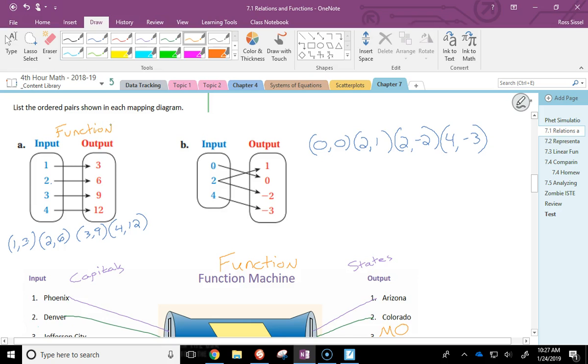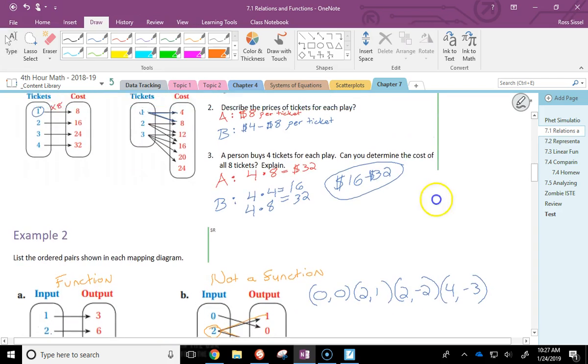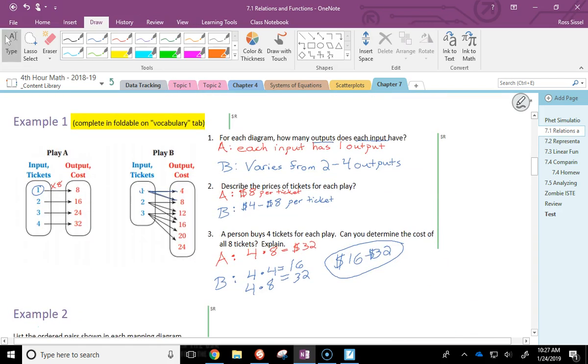How about B? You can tell me why. Raise your hand. Why is this not a function? All right, Harrison? It has more than one output. Good. Which one? 2 went to 1 and -2. It's not a function. Scroll up to our first example. Which one of these is a function? A is. Good. Function. And B is not a function.